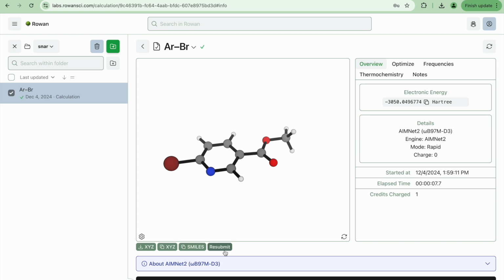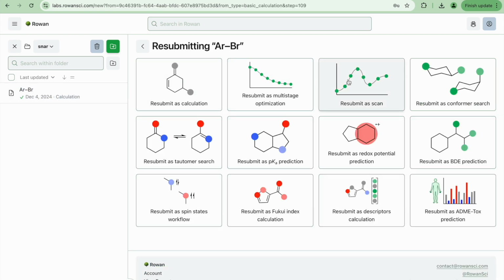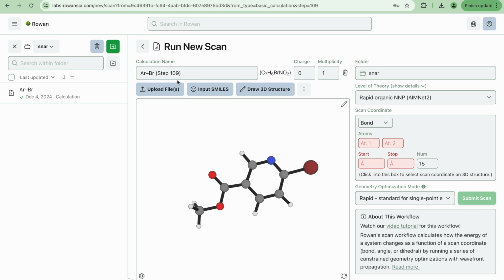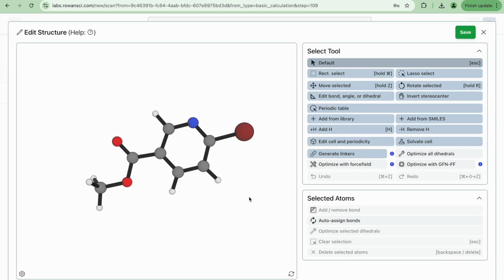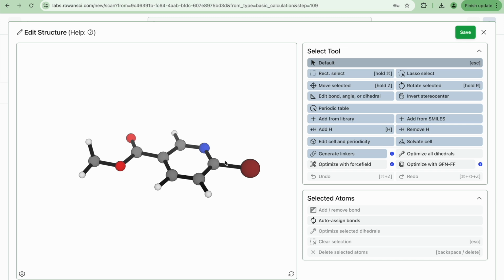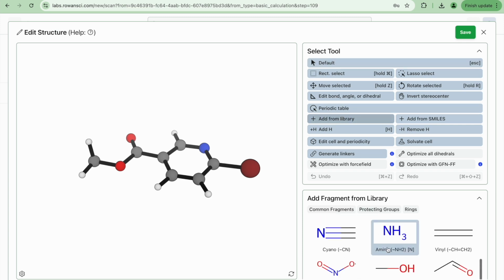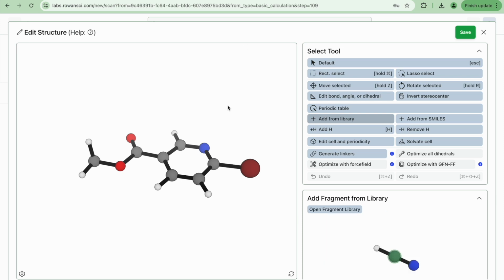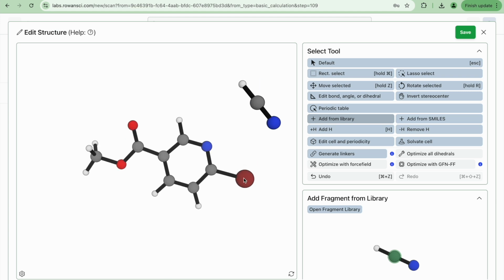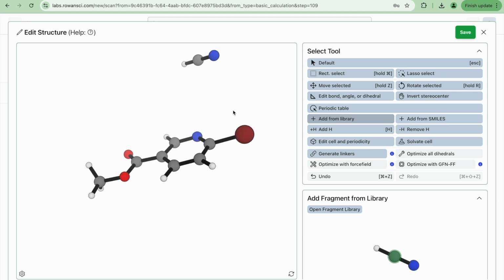So now let's say resubmit. We'll resubmit this now as a scan. And now let's edit this. So this is sort of the ground state of our reactant. And now we need a nucleophile. So let's add a nucleophile from the library. And for this, let's look at CN-, so cyanide. This is a really good nucleophile. And we'll just try it right here.